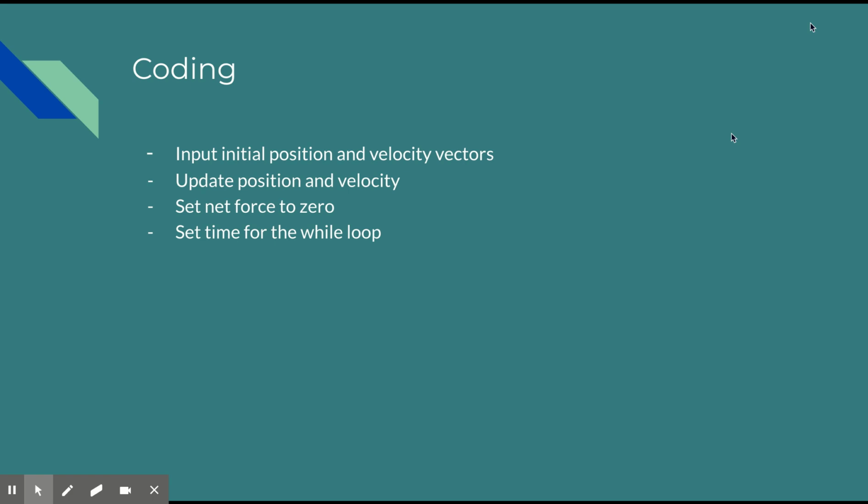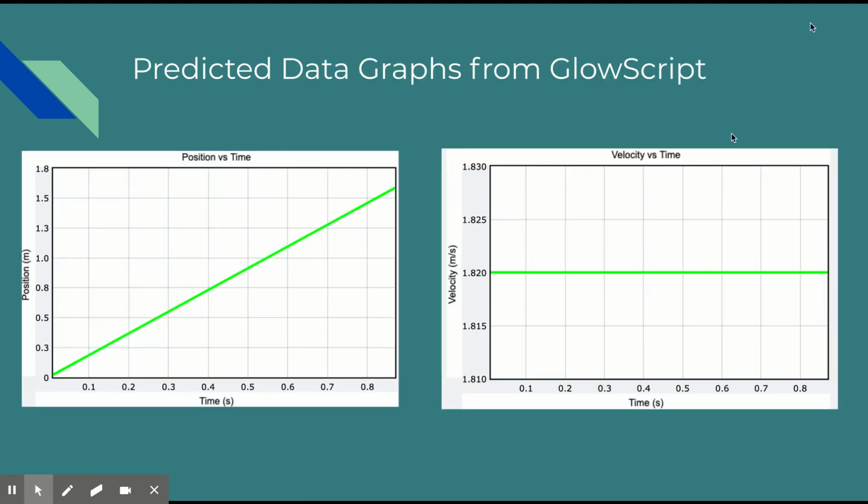In GlowScript, I entered the initial position and velocity vectors from the initial values found in Tracker. I updated the velocity using the formulas based on Newton's second law. Position was also updated using a formula that comes from the fact that velocity equals change in position divided by change in time. Net force is set to 0, and the time for the while loop is set to the maximum time frame in Tracker. These are the predicted data graphs from GlowScript.